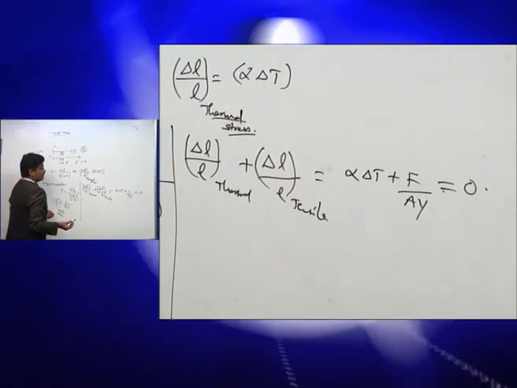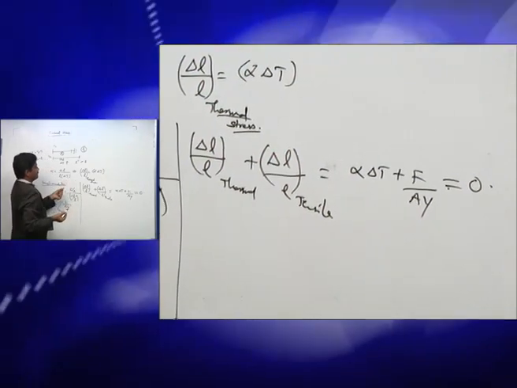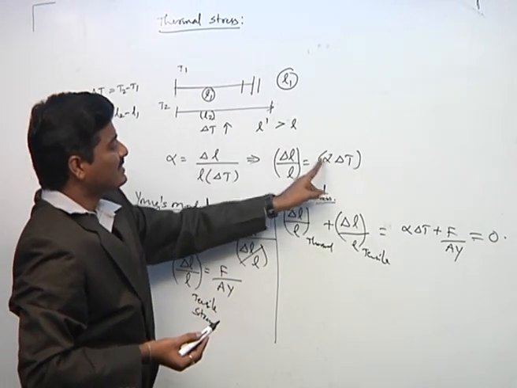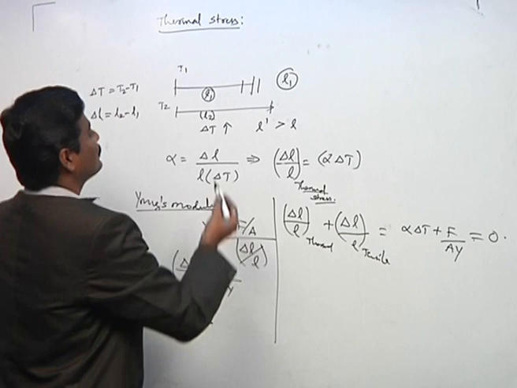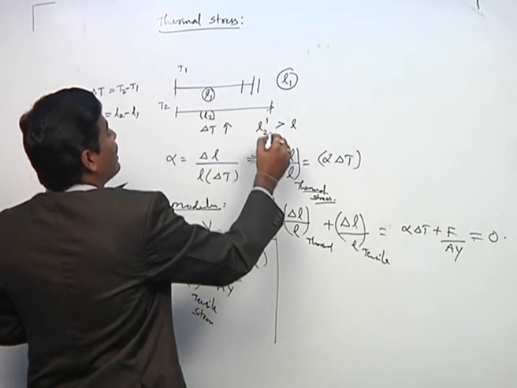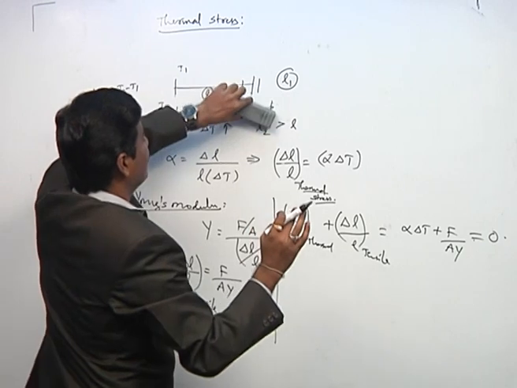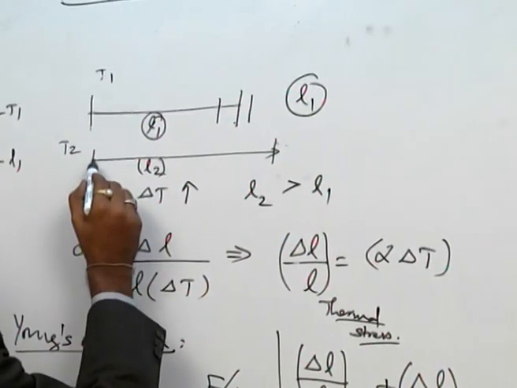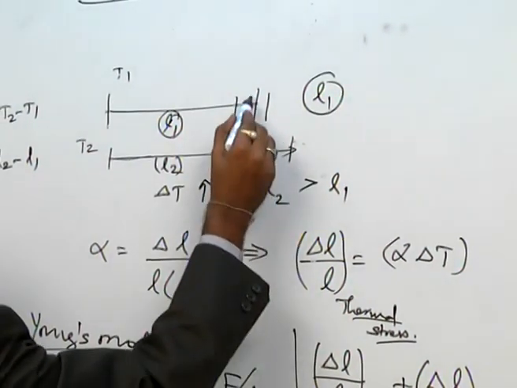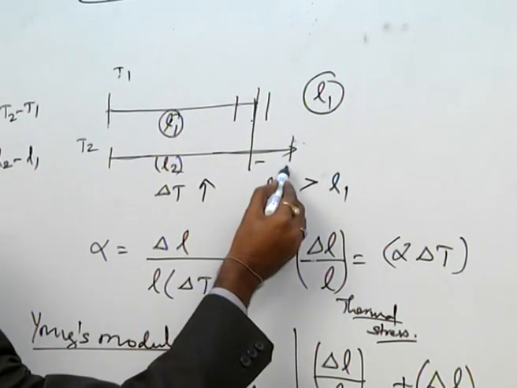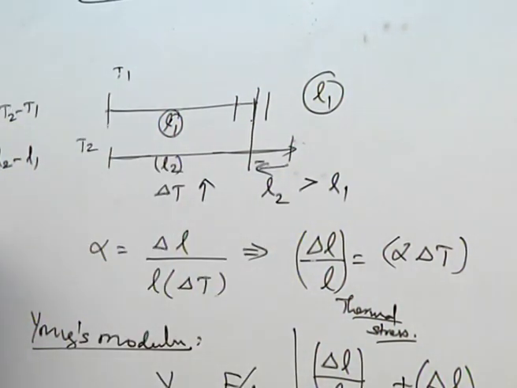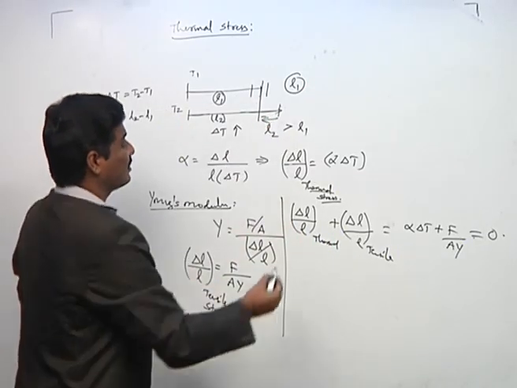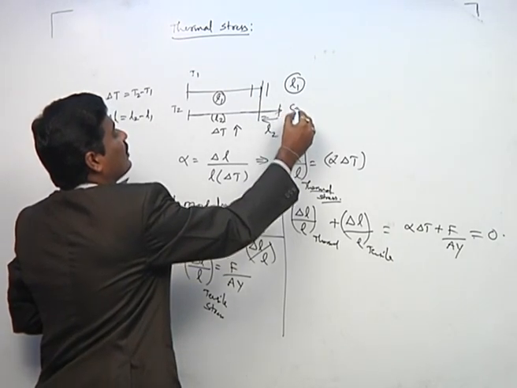See here, if you observe, as the temperature increases, this delta T term increases. In summer, definitely this delta L by L increases. So L1 becomes L2, and L2 is greater than L1. So as the rod expands from here to here, the same amount of force has to stop this expansion. That stopping force, which acts from this side, we call compressive.